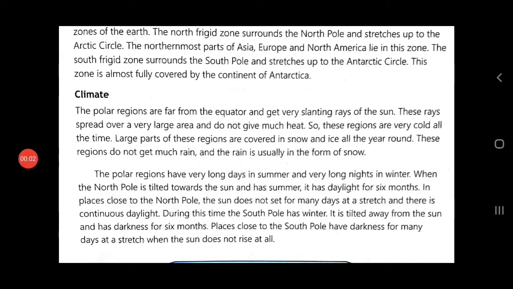During this time, the South Pole has winter, it is tilted away from the sun and has darkness for 6 months. When the North Pole is tilted towards the sun, children, and has summer, South Pole obviously is away from the sun, okay, and it has winter, and because it is away from the sun, it has darkness for 6 months. वहाँ पे पूरे 6 महीने तक अंधेरा रहता है, okay. Places close to the South Pole have darkness for many days at a stretch when the sun does not rise at all, okay. So did you understand the difference between the two?